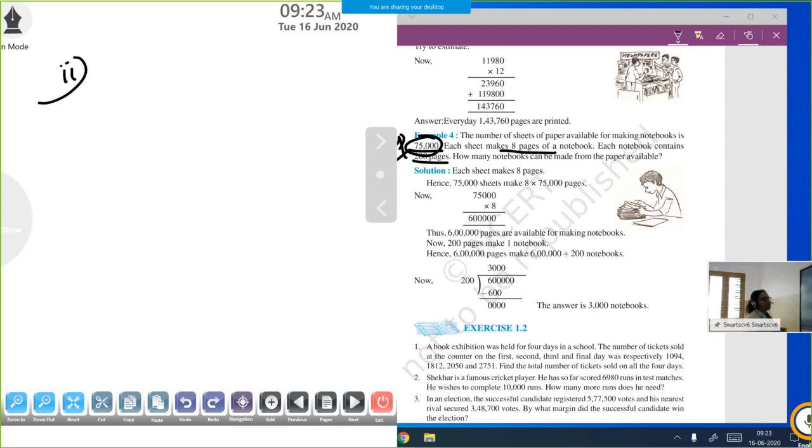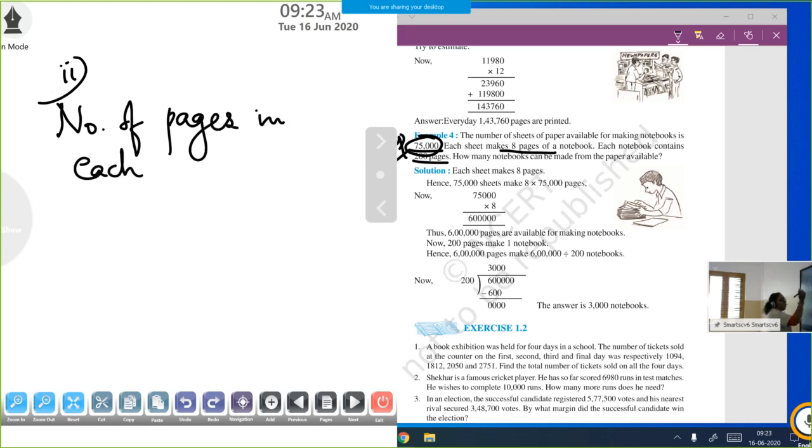Second part of the question is, they have given each notebook contains 200 pages. Number of pages in each notebook. Each means what? One notebook. In each notebook, how many pages are there, children? That we have just given in the question. 200 pages are there in each notebook.